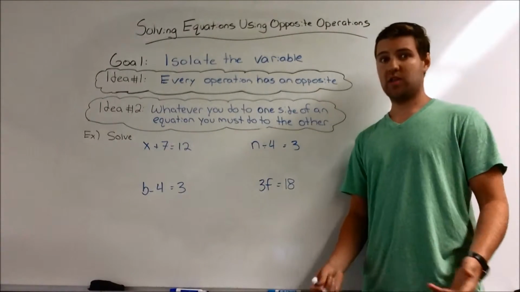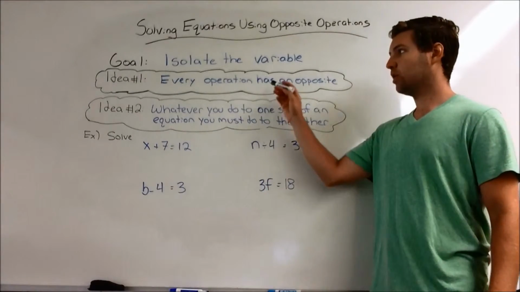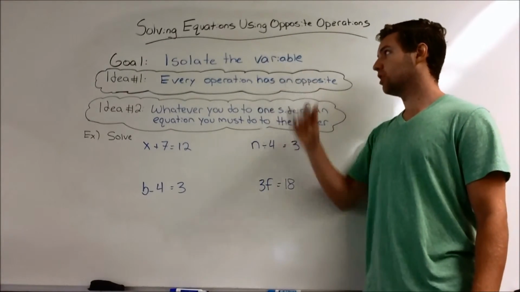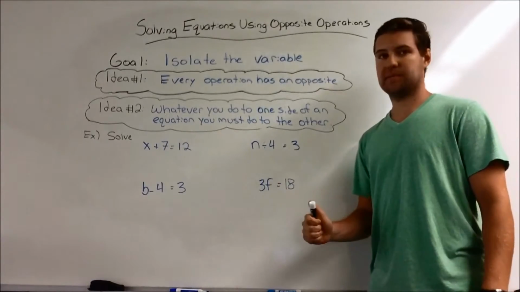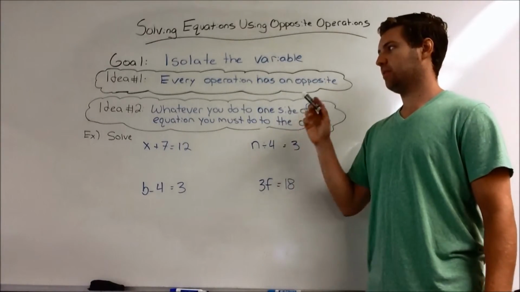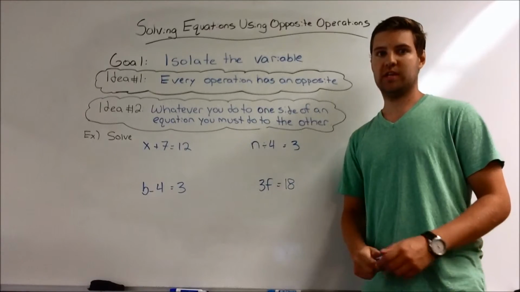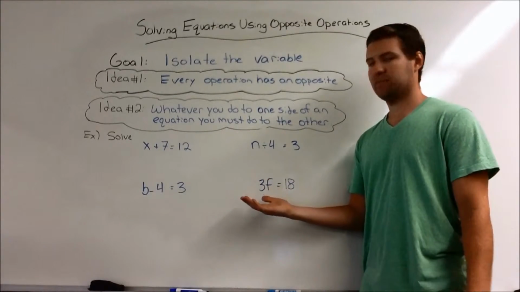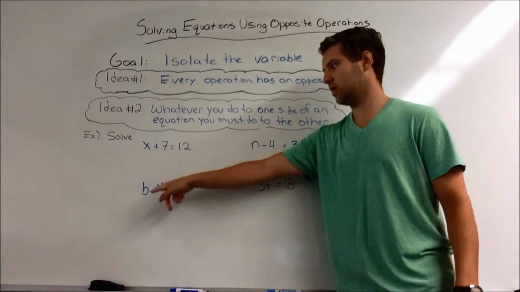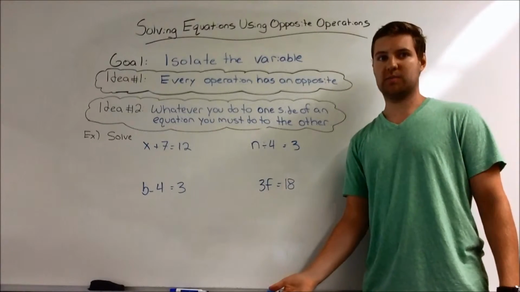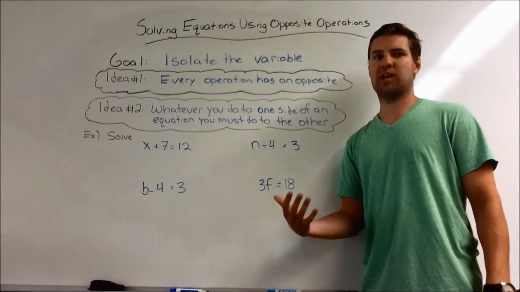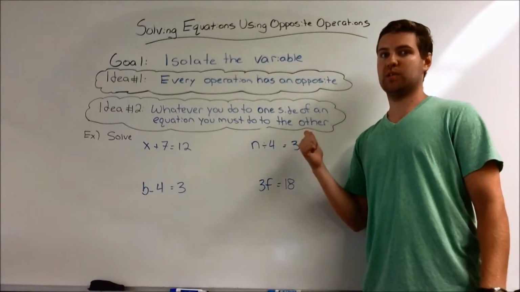Alright, so now the question becomes, how can we use our two ideas to accomplish our goal of isolating the variable? So here's 4 examples that we're going to look at, and the question asks us to solve each of them. Now since these are one-step equations, there's only one number on each side with the variable. We could solve these by inspection.